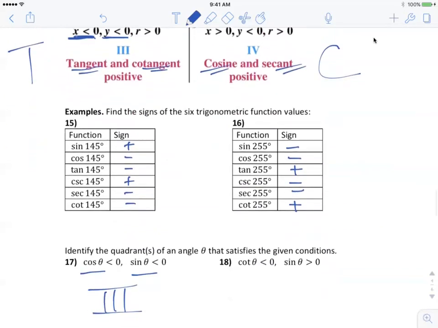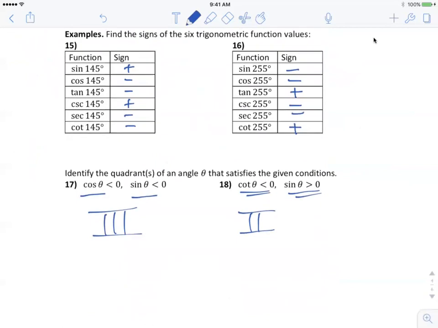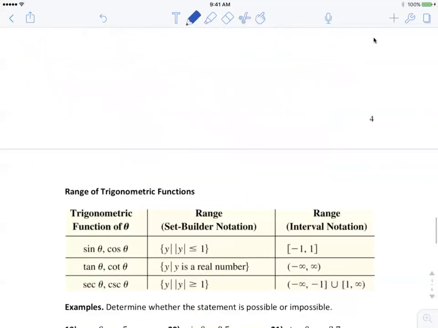So that satisfies that one. Quadrant 2. Is cotangent negative there? Yeah, because everything else is negative except for sine and cosecant. So this one, quadrant 2, certainly works, and no other quadrants would work, right? Because sine is negative in both quadrants 3 and 4, because y is less than 0. Right? Okay, so I hope that helps with those.